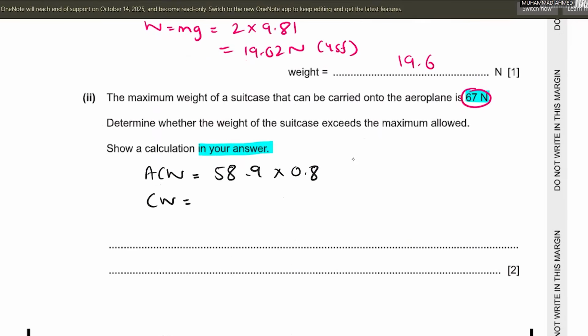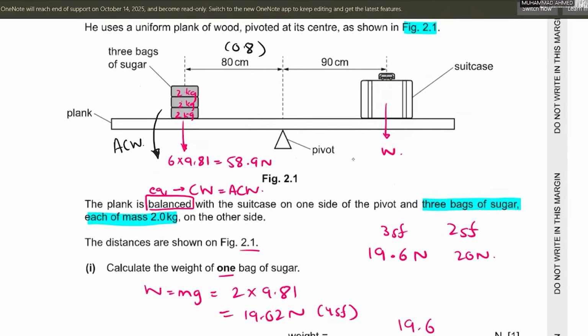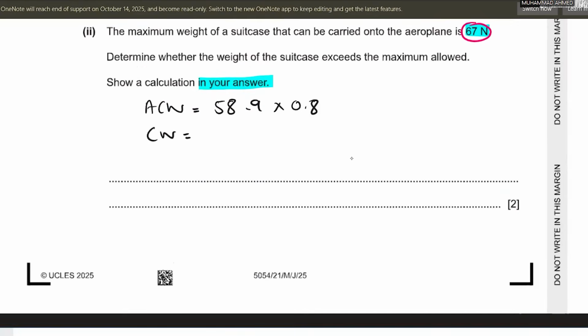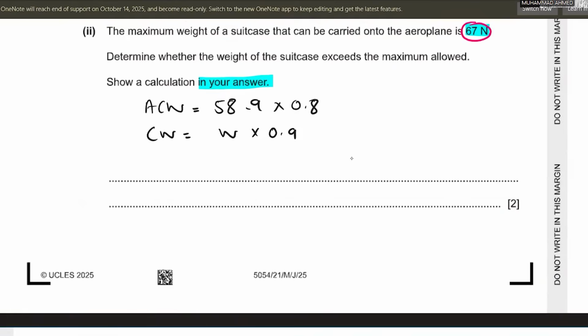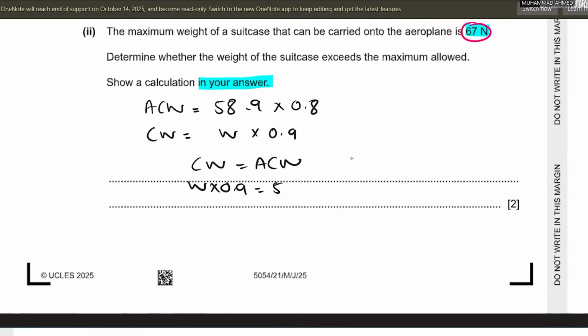Clockwise movements किस तरह निकालूंगा? If you realize this is the weight of the suitcase multiplied by the distance, that is 90 centimeters, 0.9 meters. तो clockwise movement is equals to weight into 0.9. Lastly, do you realize that the plank is balanced? अगर plank balanced होगा तो बेटा clockwise movements will be equal to anti-clockwise movements. Simple. Equate कर दो. W into 0.9 is equals to anti-clockwise 58.9 into 0.8.